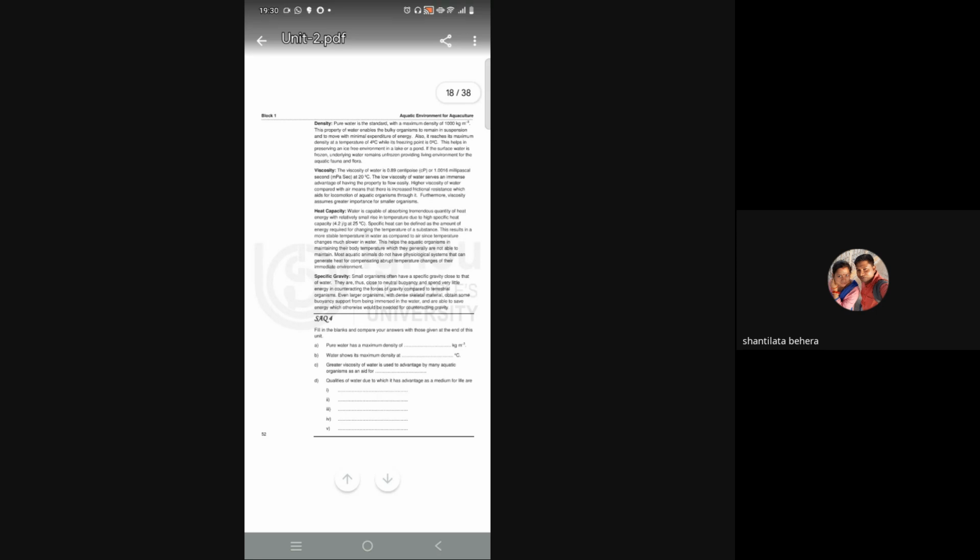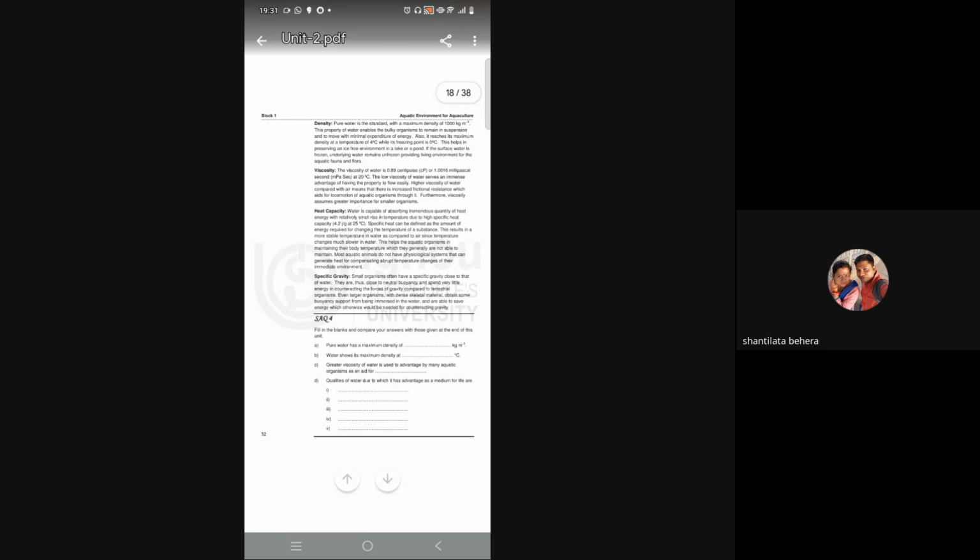Heat capacity. Water is capable of absorbing a tremendous quantity of heat energy with a relatively small rise in temperature due to its high specific heat capacity. Even if it absorbs a very large amount of sunlight from the sun, the temperature of water increases only a very small amount, because water has a specific heat capacity of 4.2. Water also has a specific gravity, which allows the plants and animals to grow. These are the special characteristics of water which provide a proper environment for the growth of aquatic plants and animals.